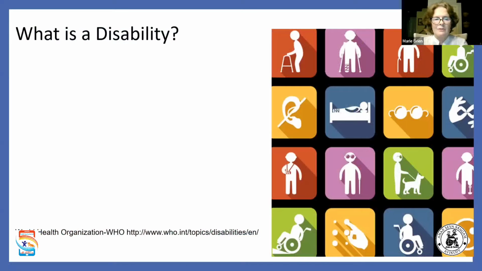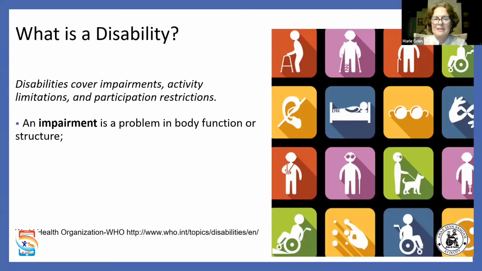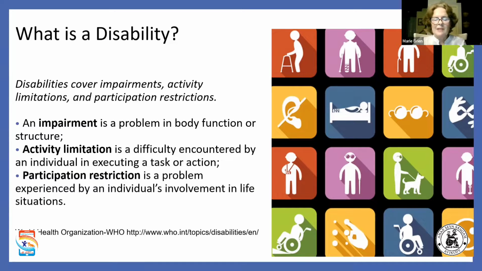So what is disability according to the WHO? Disability covers impairments, where there is a problem in body function and structure. There are children who have activity limitations, so difficulty executing tasks or actions, functional difficulties, and children who have participation restrictions, that have difficulty being involved in life situations and participating in activities at home, school, or community.